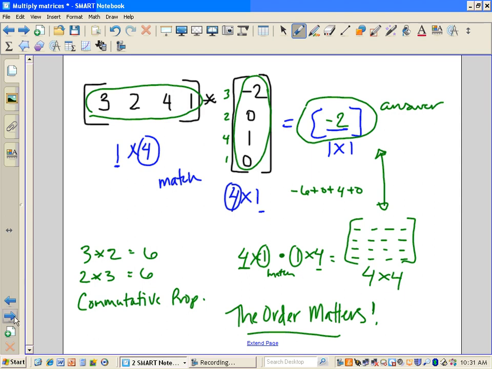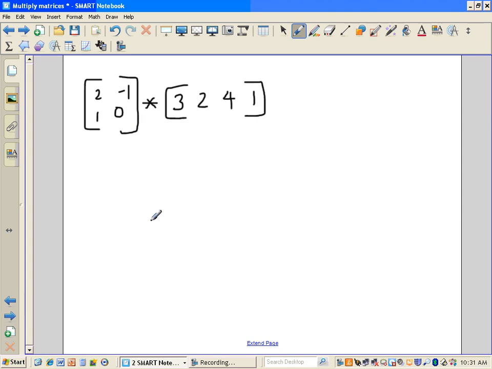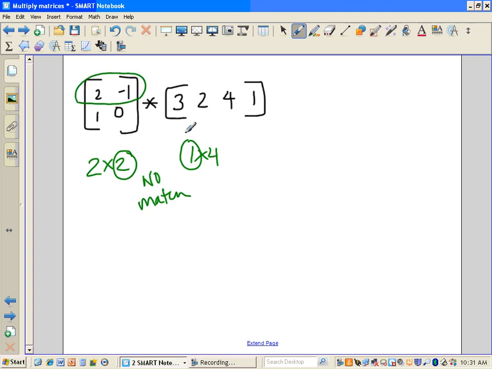Let me show an example where something might not work. If you look at this matrix, this is a 2 by 2 matrix. This matrix is a 1 by 4 matrix. The inner dimensions don't match. No match. If you looked at the rows here, you can see this, right? The 2 and the -1. If we tried to multiply that by this first column, well, sure, the 2 matches with the 3, but there's no number for the -1 to match with here. There's nothing. It's not even a 0. It's nothing. Okay?